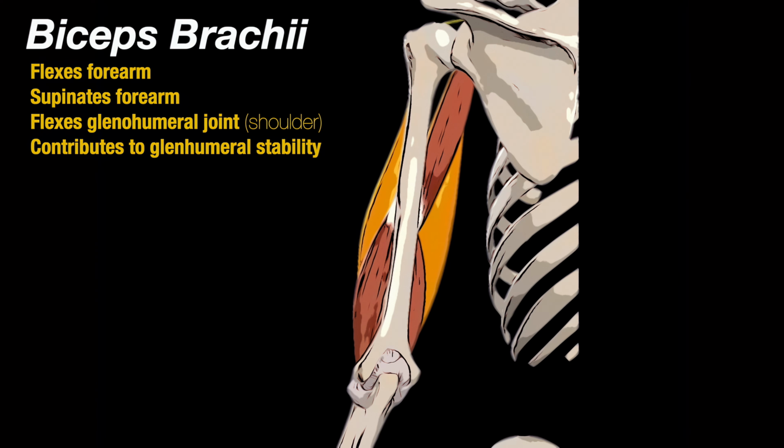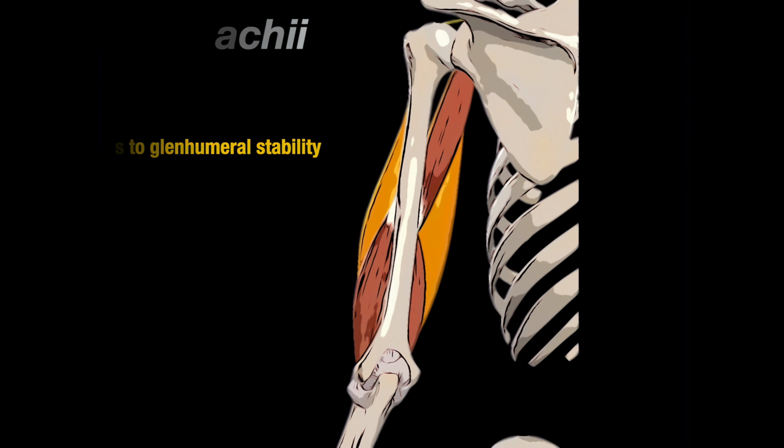The biceps brachii muscle can be tested by placing the forearm in the supinated position and then flexing the forearm at the elbow against resistance, and it can be palpated during this test.